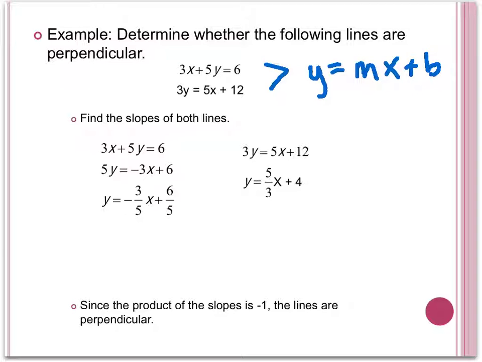So for each of these equations, we're going to solve for y, and after we do so, we can find the slope. The slope is m. It's the coefficient in front of the x. So it's just the number in front of the x.